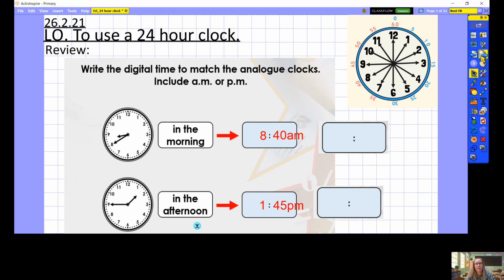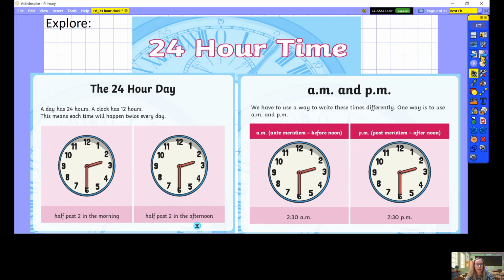So we're looking at 24-hour time. A day has 24 hours. A clock has 12 hours. This means that each time will happen twice every day. So that's why we use AM and PM. We've got 2:30 in the morning on this clock here, which is AM. And then we've got 2:30 again in the afternoon, which is PM. So we use AM and PM to write these slightly differently. So here you can see the digital time would be 2:30 AM and 2:30 PM.